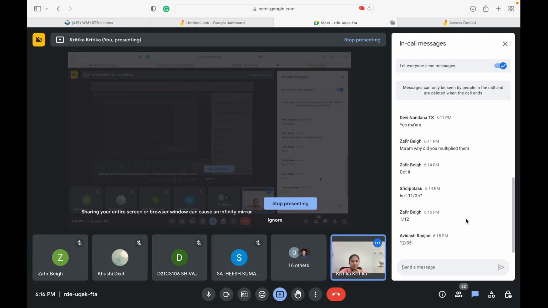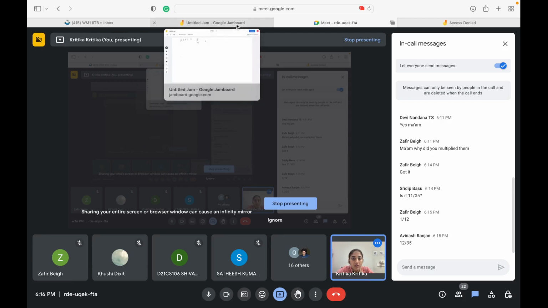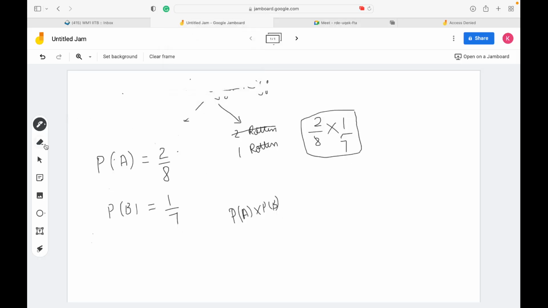So this Sridip and Avinash are close but not exactly right. And Zafir, 1 by 12 is not correct. So let's try.